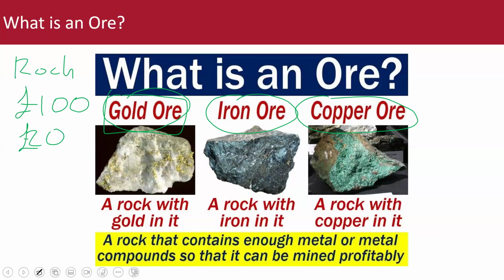Right, so I've got a rock in my back garden. For me to heat it up and get the iron out, it cost me 100 quid. Then I only get 20 quid's worth of iron. Waste of time. An ore would be £100 to get the iron out, but then I would make £300 from the amount of iron.